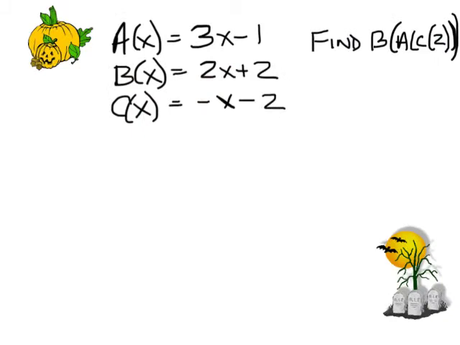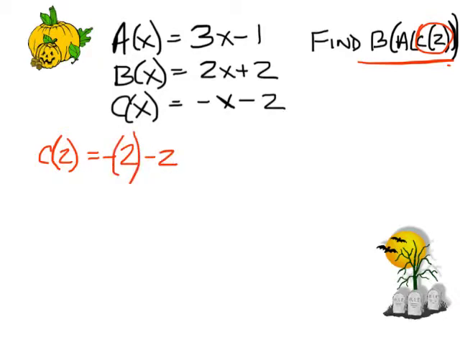Example number 1. In this case, you have 3 functions. So you have A, B, and C, and here is what you're supposed to find. Start with the innermost function, C of 2. Very simple. A negative 2 minus 2. And this is where the 2 was put in. The negative sign was already there. So you solve that out to get a negative 4.